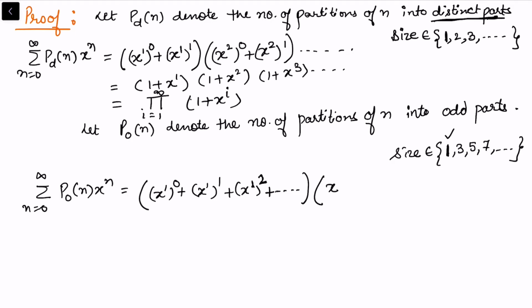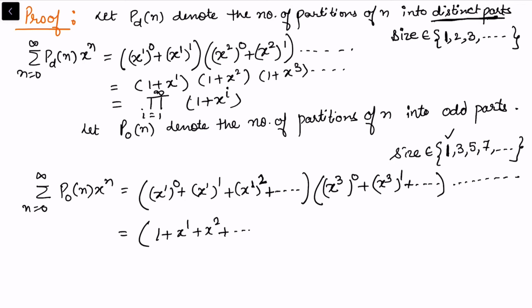Then we pick up another part, that is 3. It may appear 0 times, 1 time, and we continue. And then for 5, 7 and so on. So we see that this is actually (1 + x + x^2 + ...), then (1 + x^3 + x^6 + ...), and then similarly the other terms.